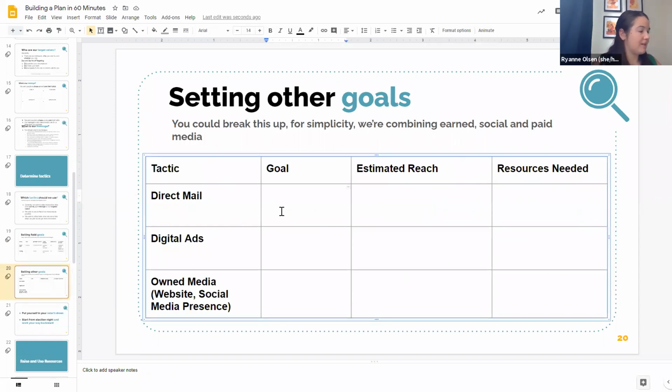Okay, so thinking about this, direct mail, right? Our goals could be to do, let's do 4 pieces of direct mail. Let's assume that it reaches our entire universe. And direct mail costs, again, it varies, but 50 cents per piece. Digital ads, let's say we're going to be trying to do 10 digital ads. And they are about $10 per 1,000 impressions. And on media, we want to have a strong presence of website, social media presence.